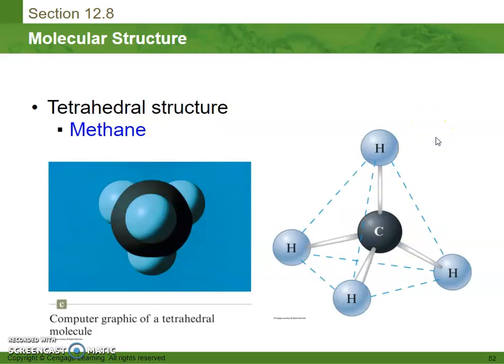And here we have methane, which is a tetrahedral structure. We have 4 sides, carbon in the middle, hydrogens surrounding it, 4 hydrogens.